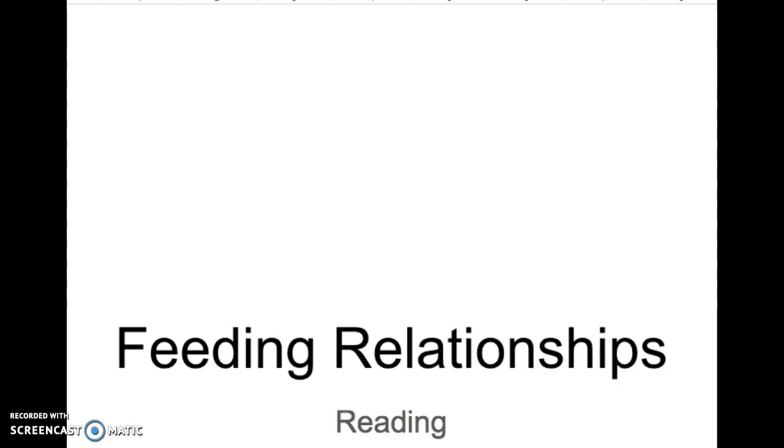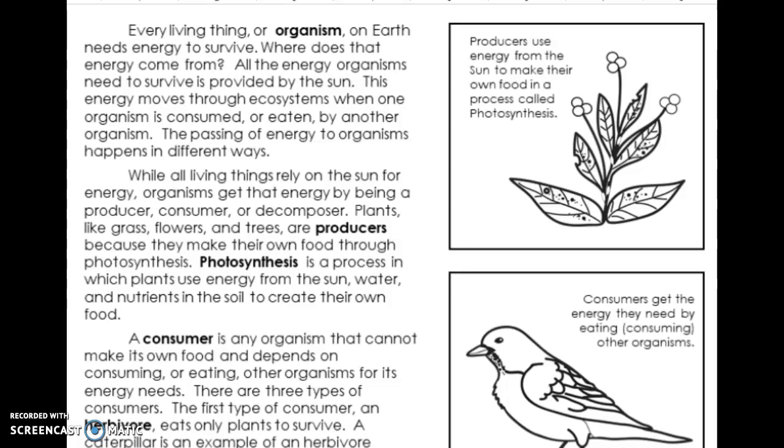The reading on feeding relationships. On slide 2. Every living thing or organism on Earth needs energy to survive. Where does that energy come from? All the energy organisms need to survive is provided by the sun. This energy moves through ecosystems when one organism is consumed or eaten by another organism. The passing of energy to organisms happens in different ways.